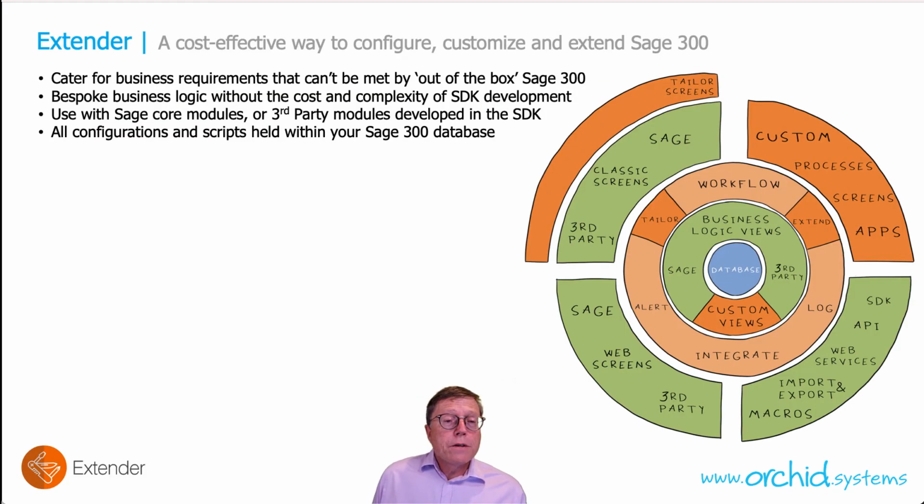Extender provides a cost-effective way to configure, customize, and extend Sage 300. It'll cater for business requirements that can't be met by out-of-the-box Sage 300. You can create bespoke business logic without the cost and complexity of SDK development. You can use it along with the Sage core modules or third-party modules which have been developed in the SDK.